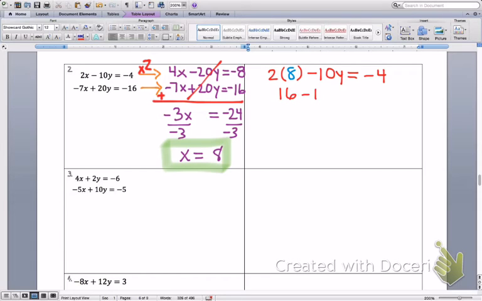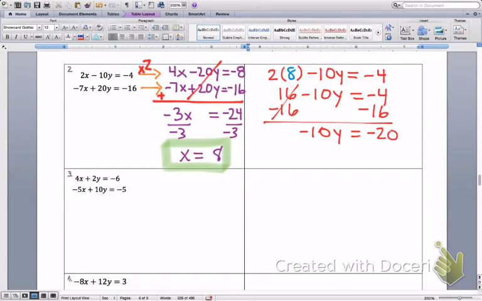So 16 minus 10y equals negative 4. Subtract 16 on both sides. Negative 10y equals, these cancel, negative 20, and divide both sides by negative 10. And y is equal to 2.